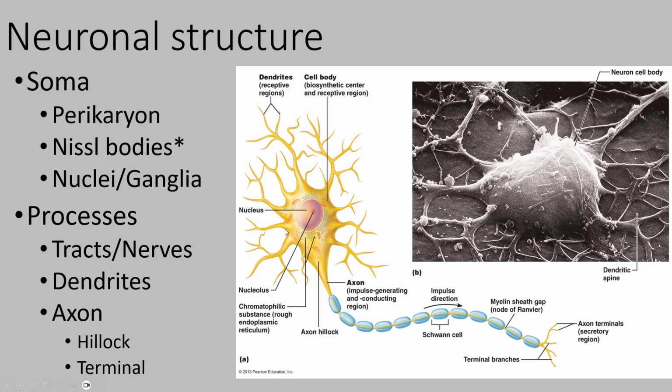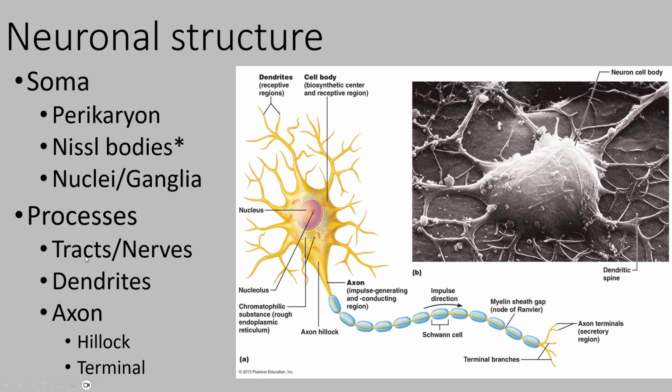So we have these clusters of cell bodies called either a nucleus or a ganglion, depending on if it's central or peripheral. But we will also have clusters of axons. And again, depending on where in the body it is, we'll give them different names. A cluster of axons in the central nervous system is called a tract. A cluster of axons in the peripheral nervous system is called a nerve.